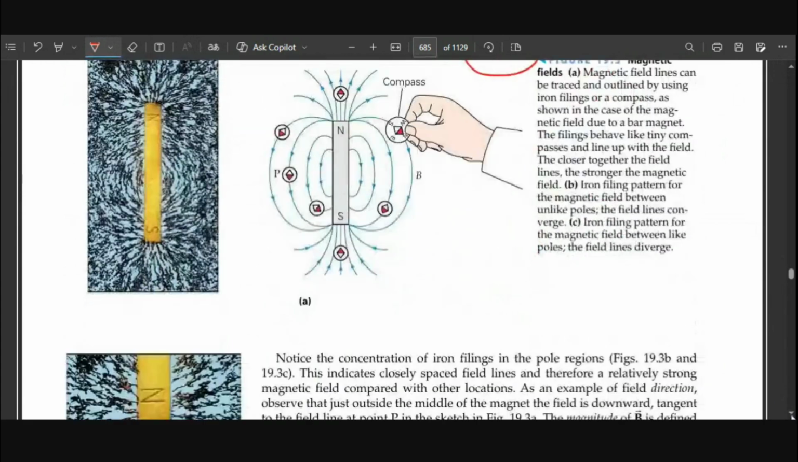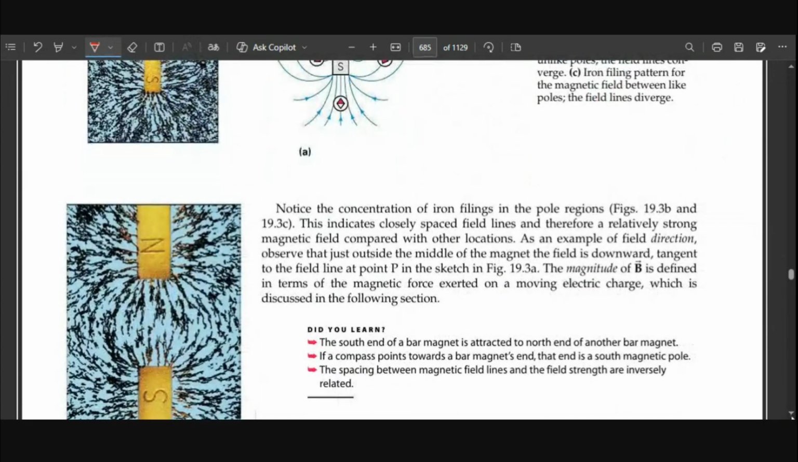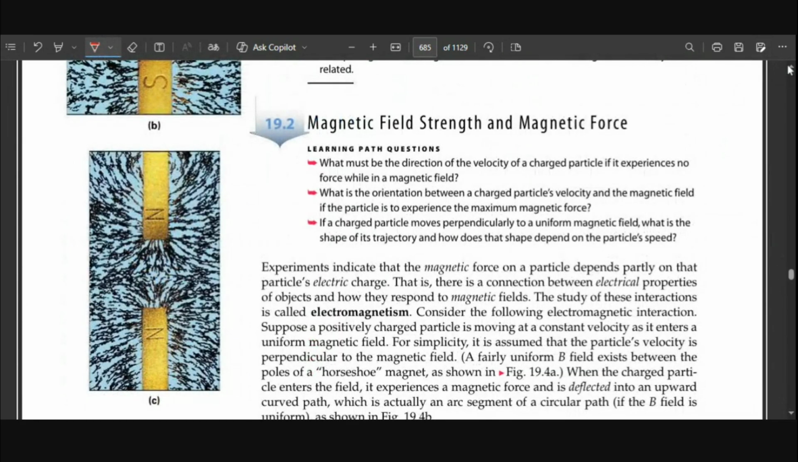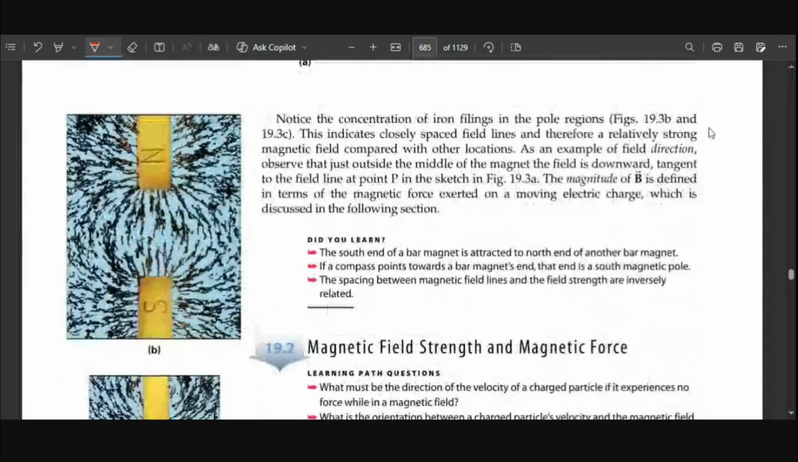So that is important. What exactly does a compass show? It shows the direction of the north pole by aligning itself along the direction of the field. So here we can say the most important part: the magnetic field is defined in terms of the magnetic force exerted on the moving electric charge. Just like we defined that electric field is force per unit charge.